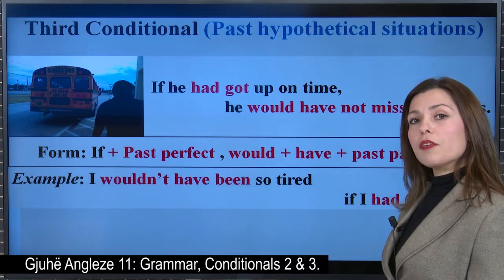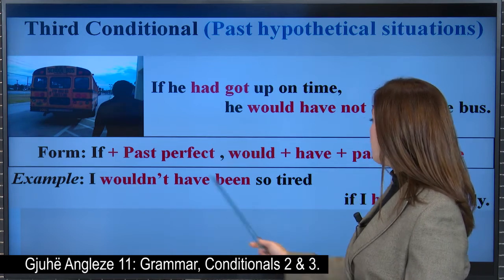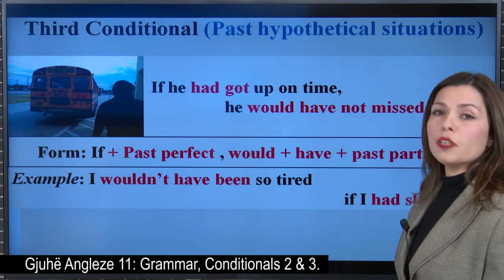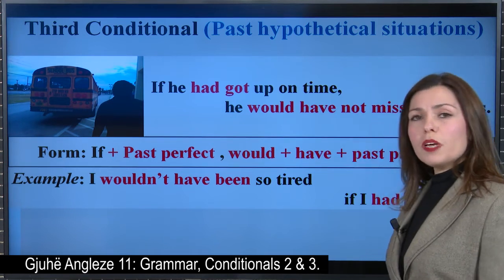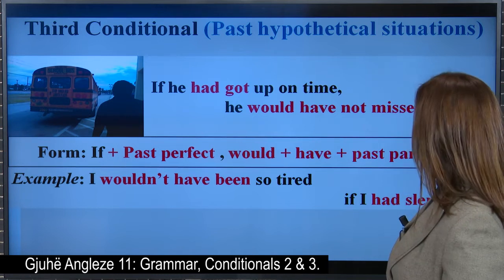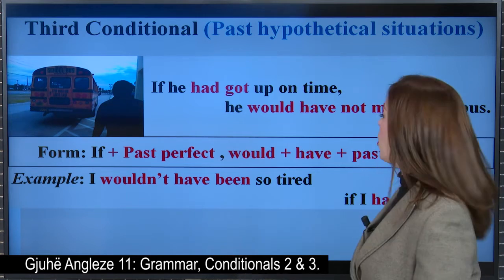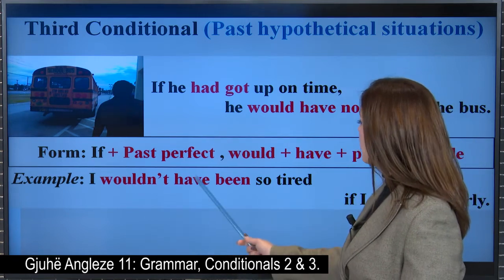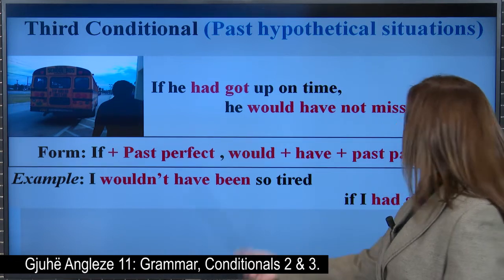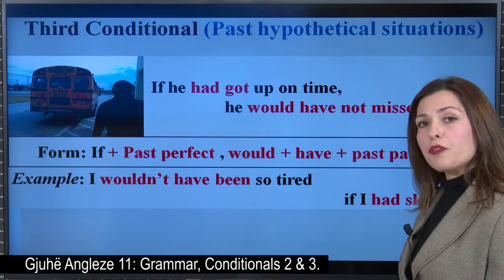Let's take a look at another example. I wouldn't have been so tired if I had slept early. So, in the same case and in the same logic, let's say, we have the second part here. So, we start now with the result clause. So, would plus have plus past participle of the verb to be, and the if clause, if plus past perfect.